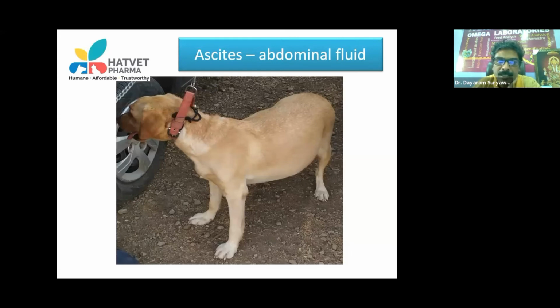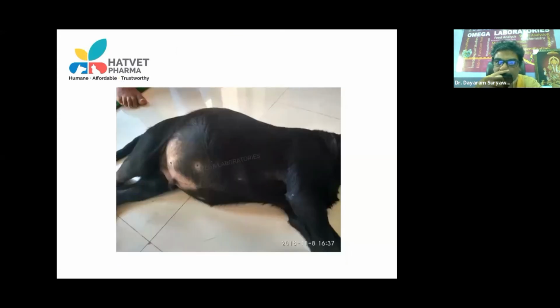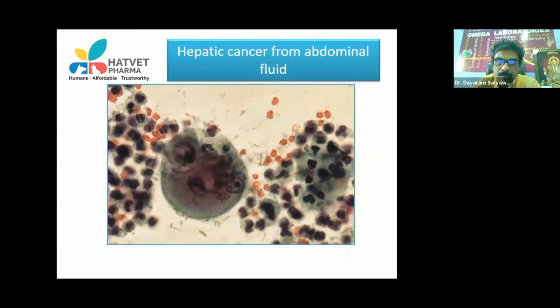Now, again, another case of a dog which is having extensive ascites. So in ascitic fluid, many times the extensive proliferating hepatic cancer may lead to the ascites in many of the patients. So the careful examination of the ascitic fluid will be helpful for us to demonstrate the different types of neoplastic cells, maybe the hepatic cell cancer, then the cholangiocellular carcinoma or bile duct cancer.